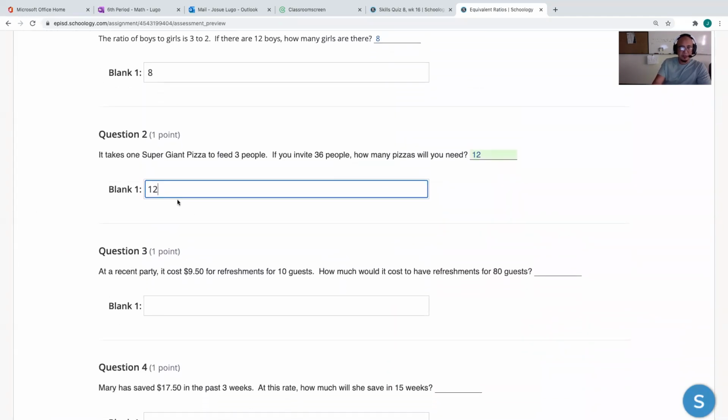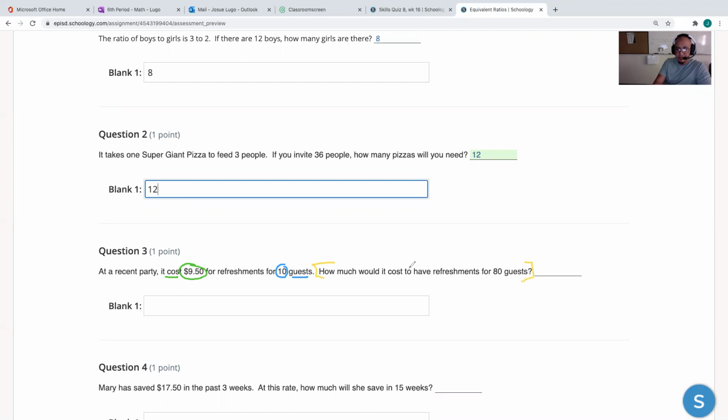Number 3, at a recent party, it cost $9.50 for refreshments for 10 guests. How much would it cost to have refreshments for 80 guests? Okay, important information. So the cost is important. And the cost for refreshments, I'm just going to put cost, is $9.50 for 10 guests. You might as well say to feed 10 guests. Same thing.